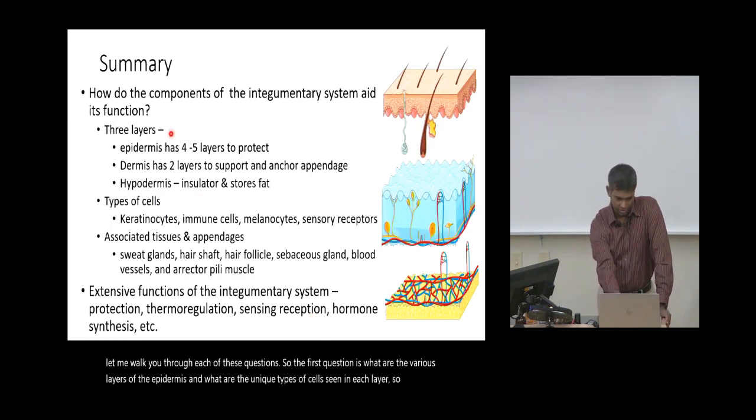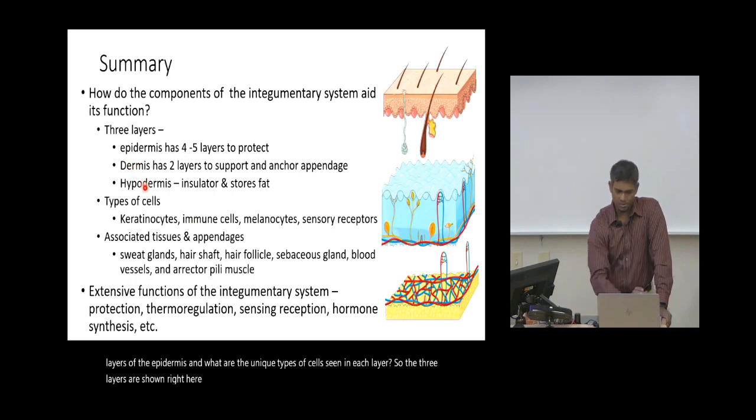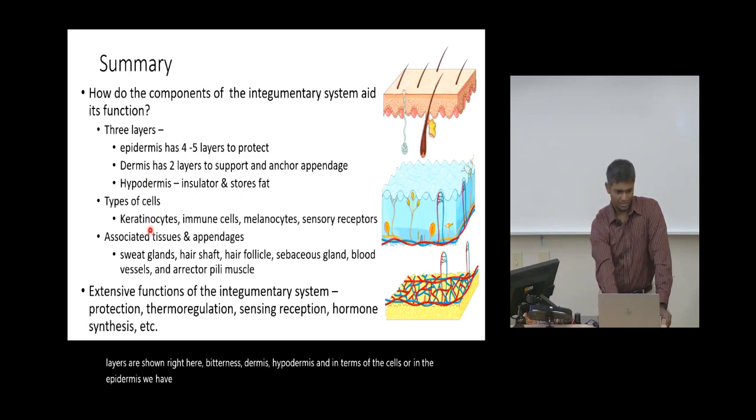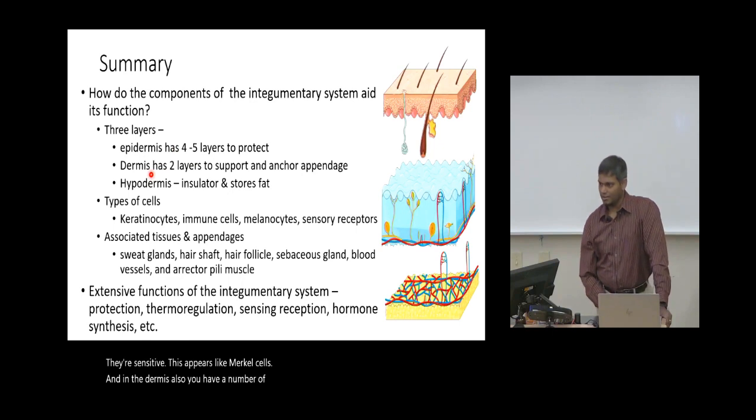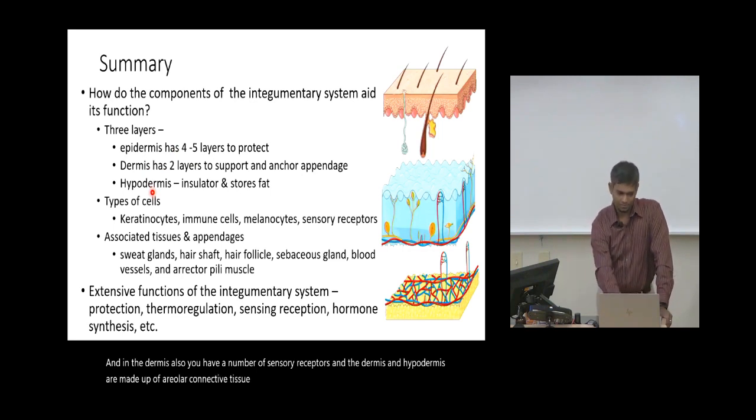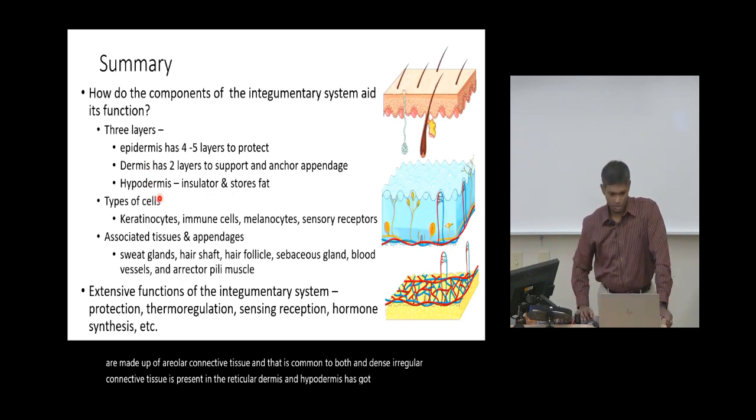So the 3 layers are shown right here: epidermis, dermis, hypodermis. And in terms of the cells found in the epidermis, we have keratinocytes, immune cells, melanocytes. There are sensory receptors like Merkel cells. And in the dermis also you have a number of sensory receptors. And the dermis and hypodermis are made up of areolar connective tissue, and that is common to both. And dense irregular connective tissue is present in the reticular dermis, and hypodermis has got adipose tissue as well.